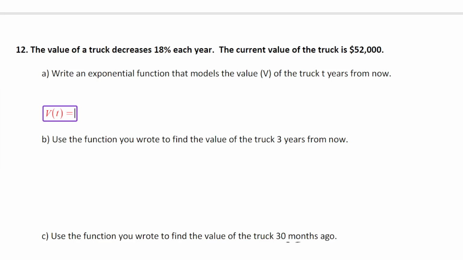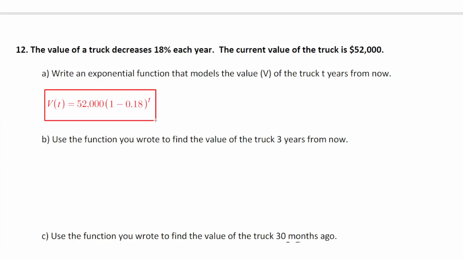And our initial amount, or at least the current value, is going to be $52,000. So that's going to be our y-intercept here, our initial value. And the value is decreasing by 18% per year. So we're going to do 1 minus, and then 18% as a decimal is 0.18 or 18 hundredths, raised to the power of t, where t represents the number of years.